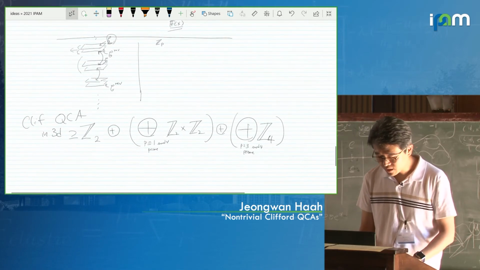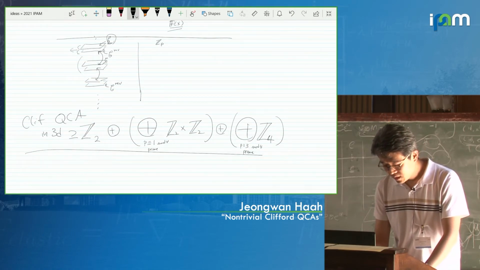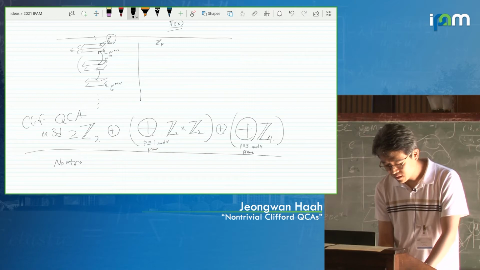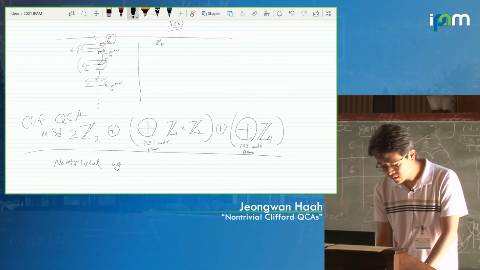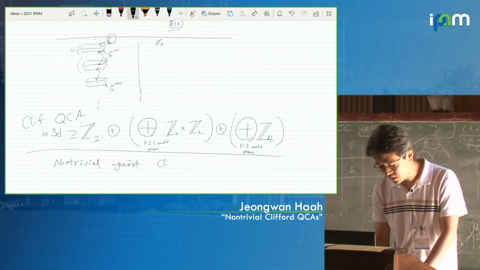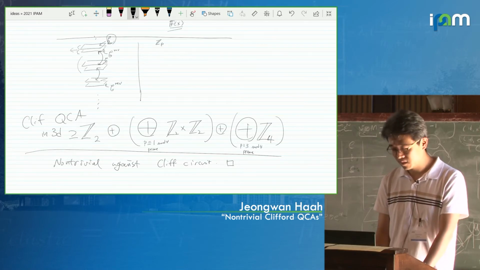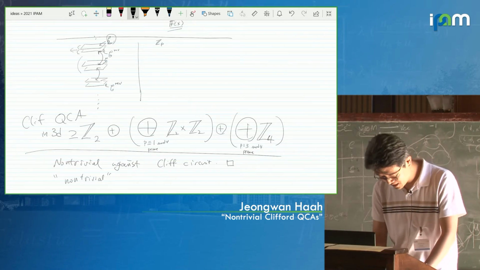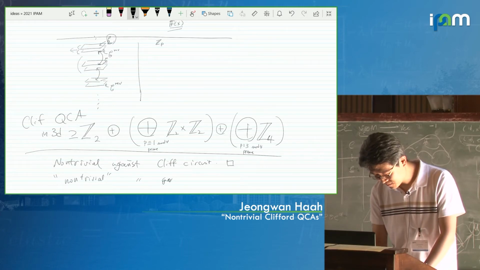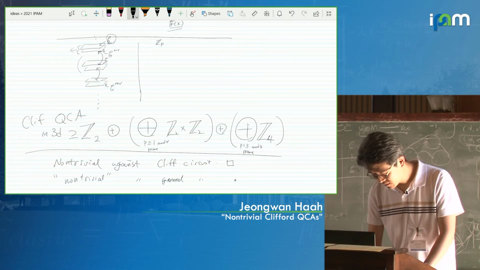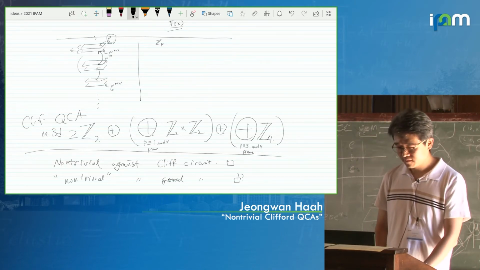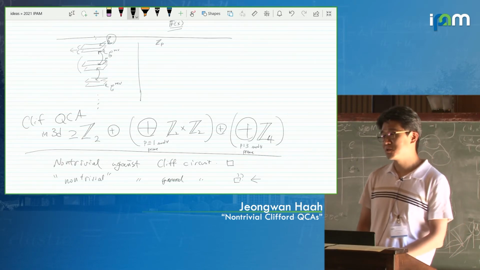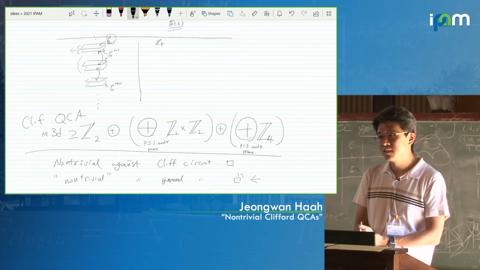Okay, so to what extent is this rigorous? This is non-trivial against Clifford circuits. That much is proven. This is likely non-trivial, although some people may not agree, against general circuits. And this assumes various conjectures regarding commuting Hamiltonians.